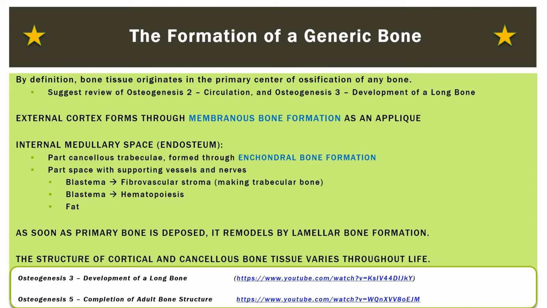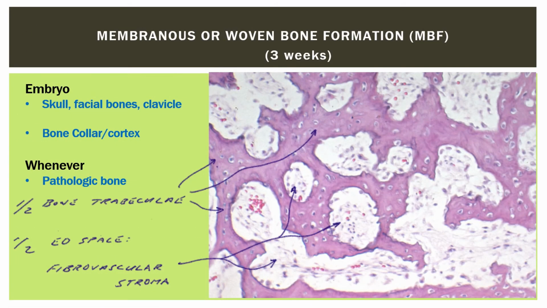The structure of cortical and trabecular bone varies throughout life. Videos Osteogenesis 3 and 5 will describe the details. The rest of this video will focus on the evolution of the osteocyte in bone up to the age of 1. Let's look at osteocyte formation when bone first forms in the femoral cortex of an embryo.